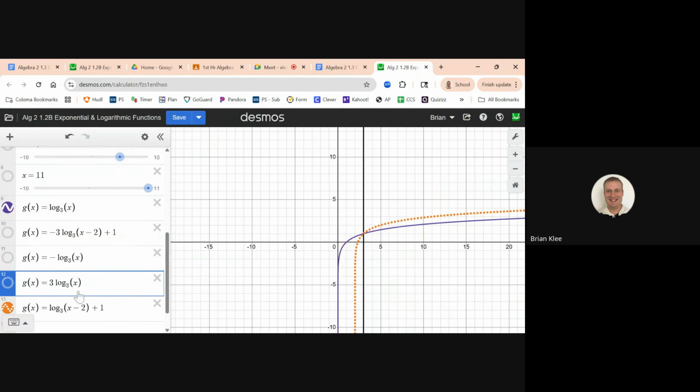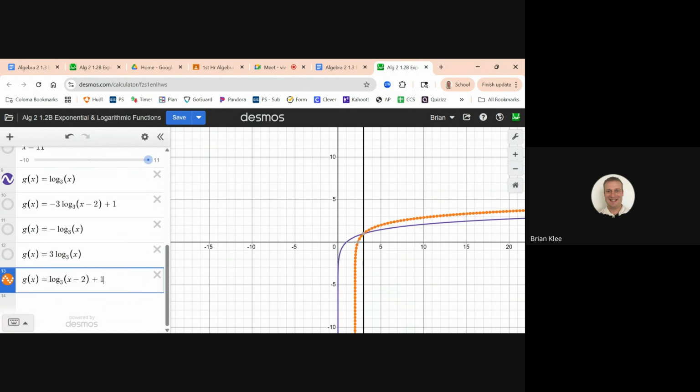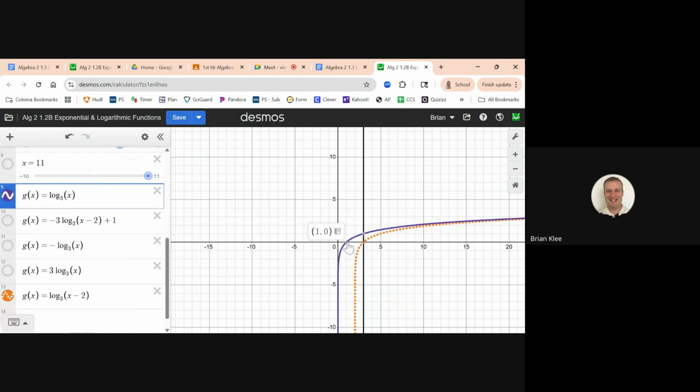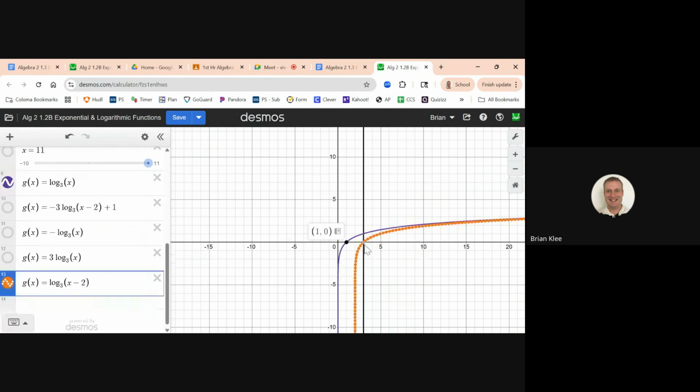What does the negative 2 on its own end up doing? Well, the best point is the x-intercept. The x-intercept moves from 1 to 3. That is a shift right 2 units because it's x minus h. The h is a positive 2, so 2 units right.